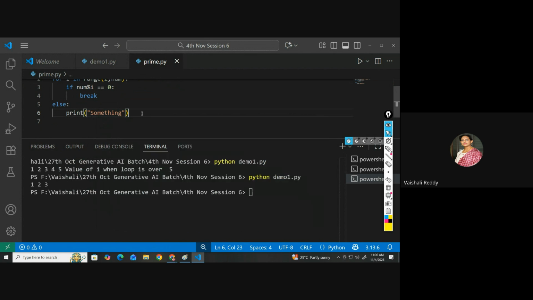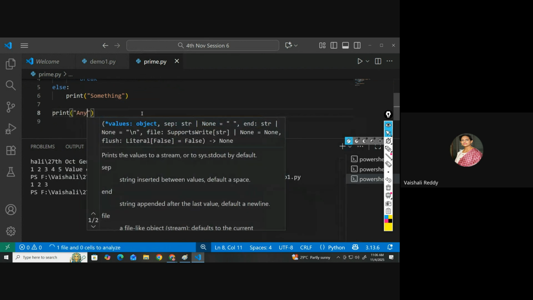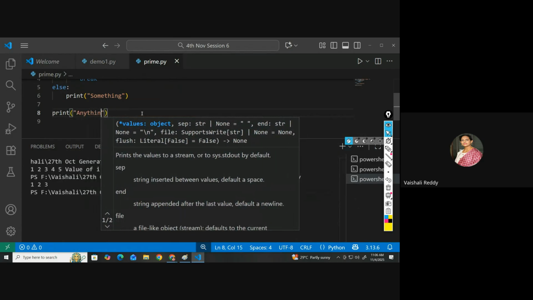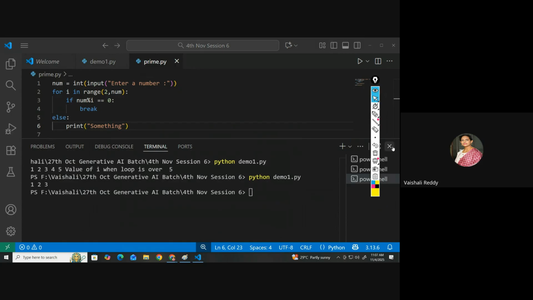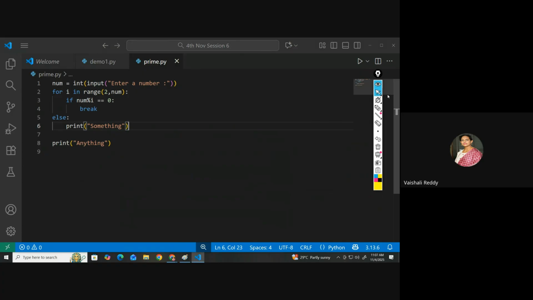Something. Let's assume that my number is, again, let me take the number as 4. So come to this part, 4 mod 2. i value is 2 initially, right? Is equal to 0. This condition turns out to be true. If it is true, we say a break. So break means what? Break from the for loop, come out of the for. So now my question is, will this something be printed or not?